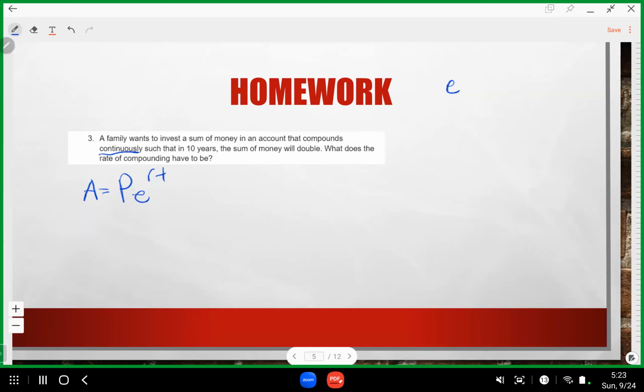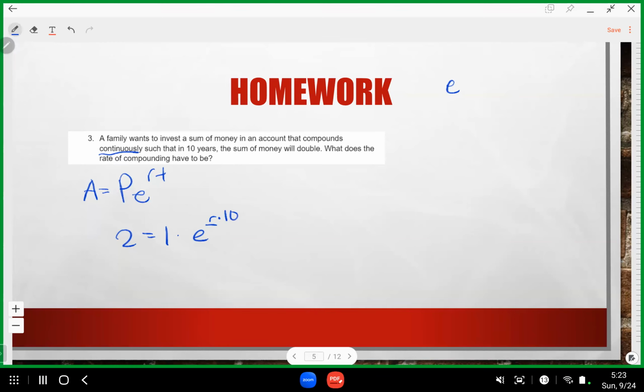Well, the sum of money has to double, right? So that means that if P is 1, which is the principal amount, then A has to be double that amount, which is 2, 2P. So let's just say 2 is equal to 1 times e to the RT. Well, what is T? Time, right? And how many years are we waiting? It's 10 years, right? So what we need to find is R. So we find R, right?